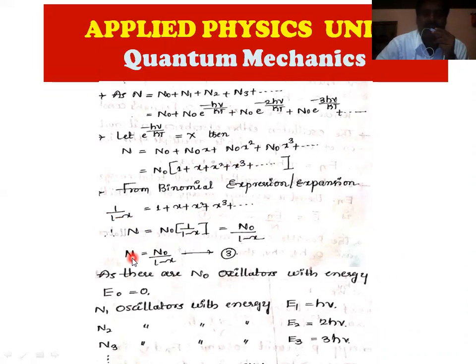So simplifying, N will be equal to what? N0 by 1 minus x, you will get it. That is called equation 3.